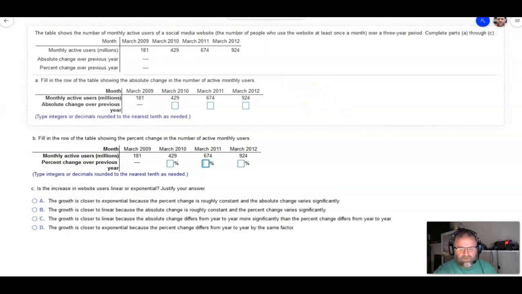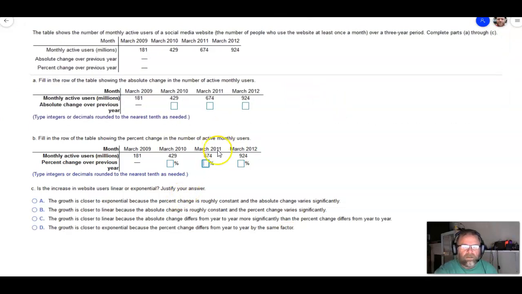So let's see, I'm going to write it right underneath here. So this is 248. This one is 245. And this one is 250.